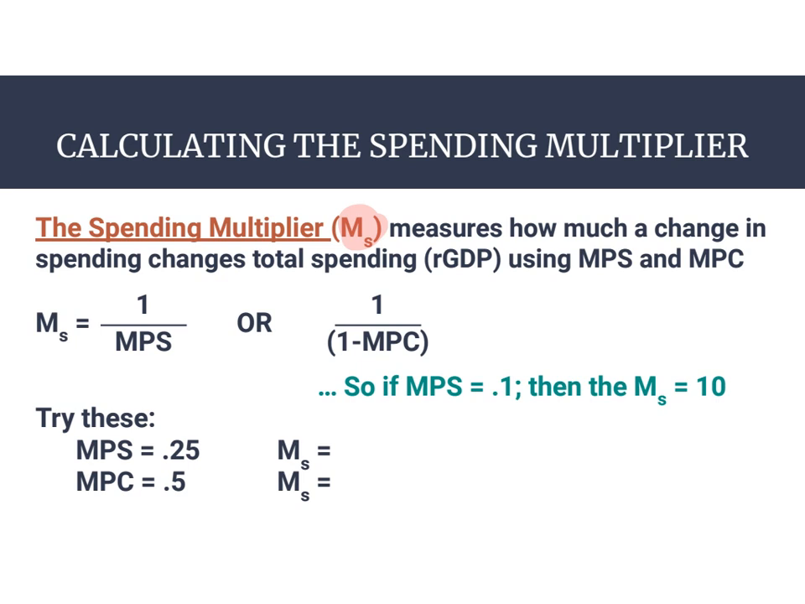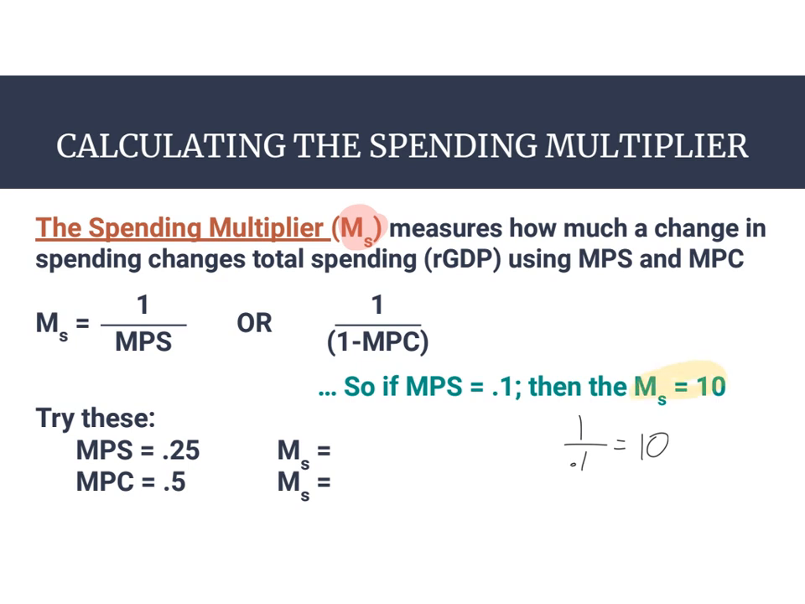So the spending multiplier is calculated as 1 over MPS. Or if you're given the MPC, then you have to find the MPS by subtracting it from 1. So the spending multiplier could also be 1 over 1 minus MPC. So if the marginal propensity to save is 0.1, which means that for every dollar that's earned in income, people save 10 cents of it, then what's the spending multiplier? Well, it would be 1 over 0.1, which is just 10. When you plug that into a calculator, it comes out with 10. So the spending multiplier in this case is 10.